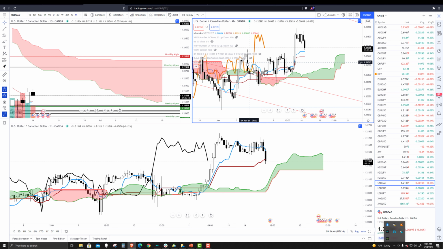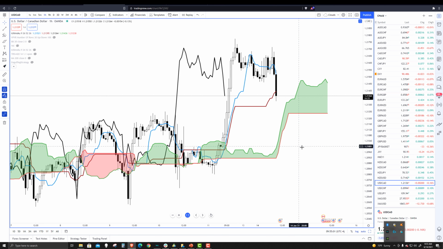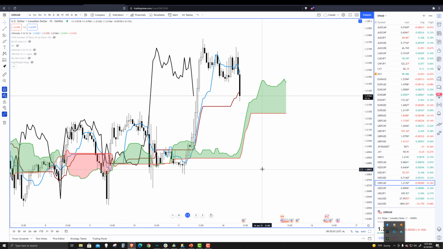I see that we've had a nice breakout and that we're coming down to some support levels in the Ichimoku system on the 4-hour chart. So the Tenkan-Sen and the Kijun-Sen are the near-term support. Now I take a look here at the US dollar, Canadian dollar on the hourly chart. My trading direction I've determined is long, so I'm only going to take long trade setups.